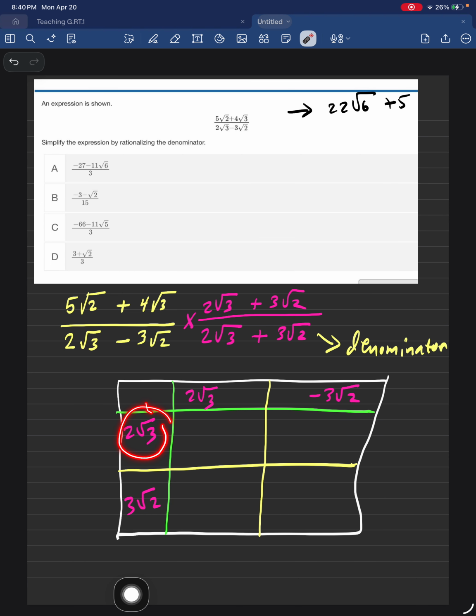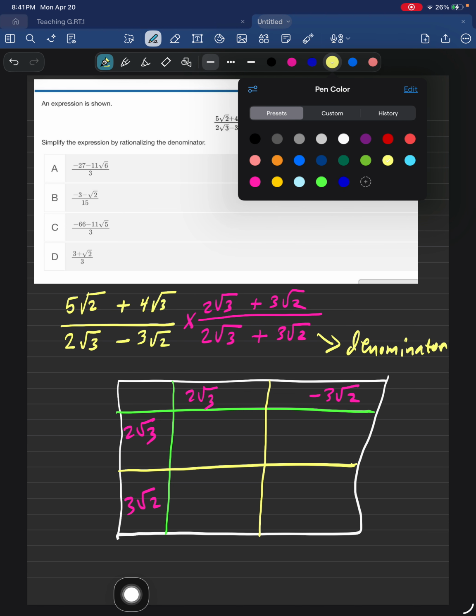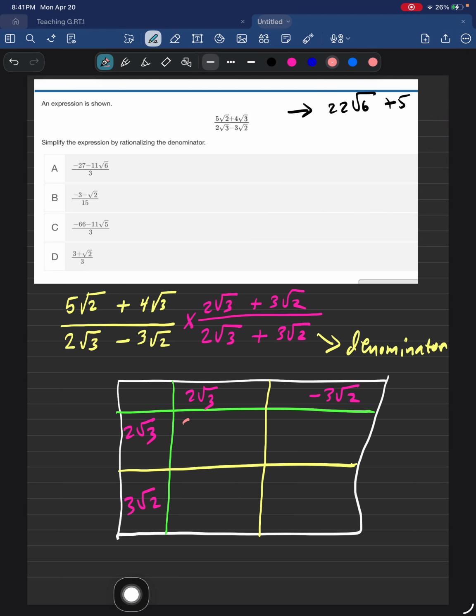So we multiply this one by this one as follows. So we have 2 square root of 3 times 2 square root of 3. And we end up with 2 times 2, which is 4. We take the square root of 3 times 3. By the definition, as we said, the square root of 3 times 3 is 3. So 4 times 3, we end up with 12.